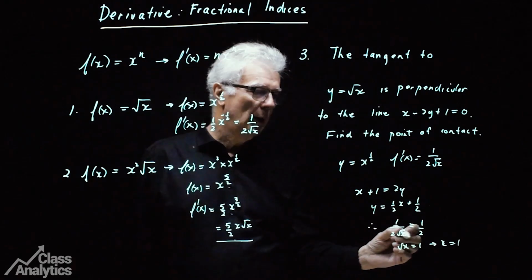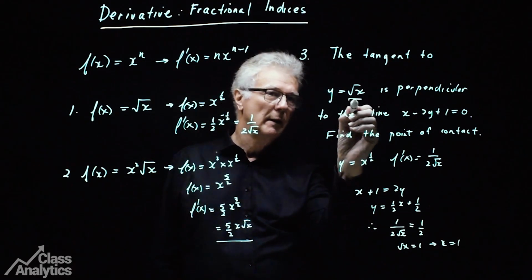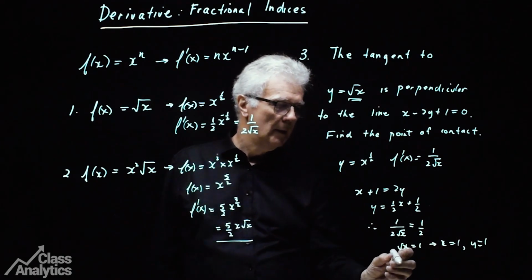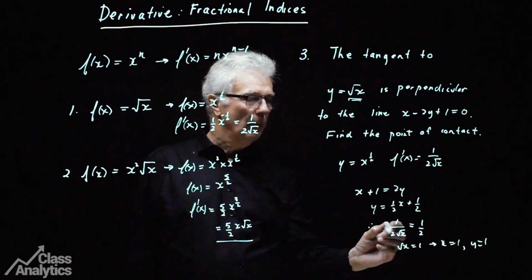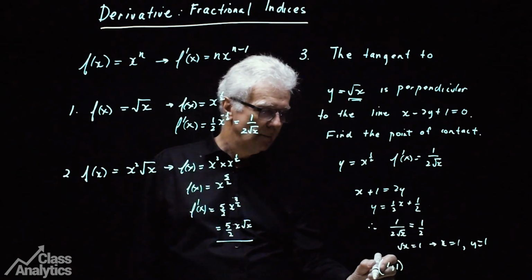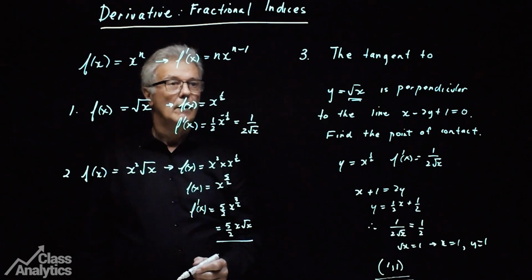So when x equals 1, we would work out what the y value is by putting that back into the function here, and the y value obviously also is 1. So now to work out the point of contact, well, it's just going to be (1, 1). Done.